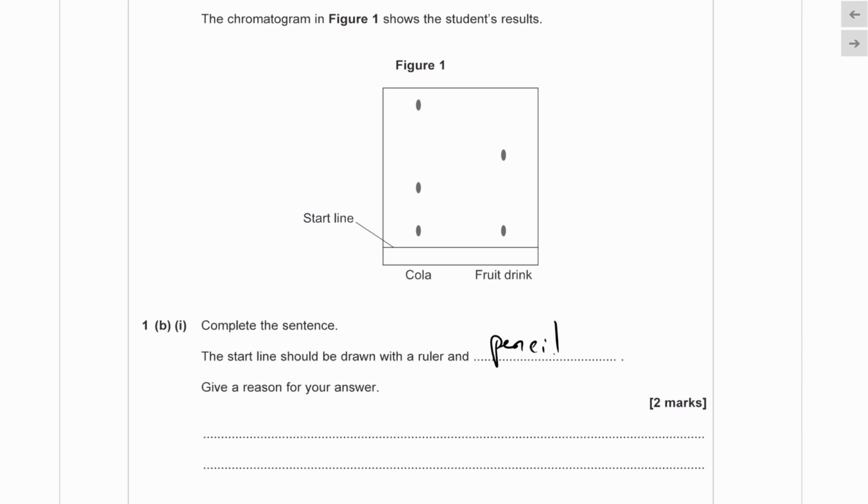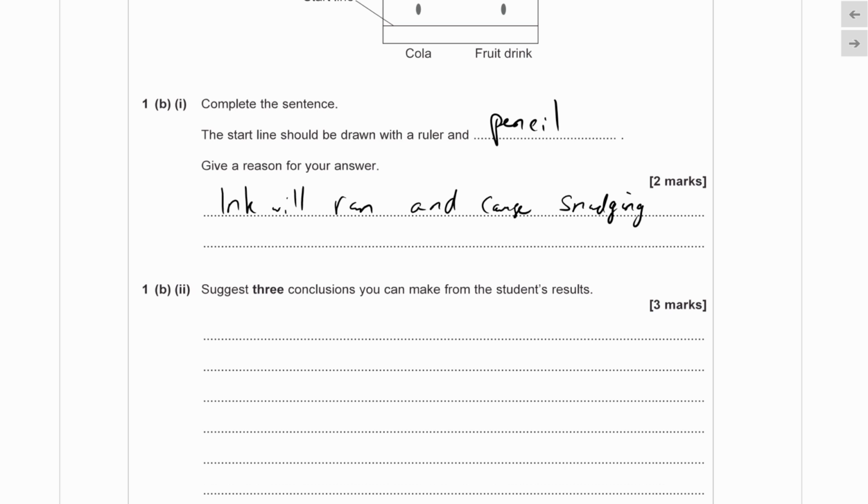For obvious reasons, if you're using pen, that is obviously using ink, and ink is almost like a dye. It will run just like dyes will and colouring will on the chromatogram on the paper. Alright, so when it says give a reason for your answer, you will say ink will run and cause smudging. Alright, and it's as simple as that. Only 1 mark for pencil and 1 mark for saying that the ink will run. You could have on the flip side obviously said that pencil will not run, and it's exactly the same answer.